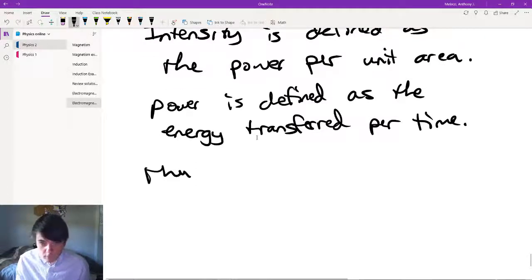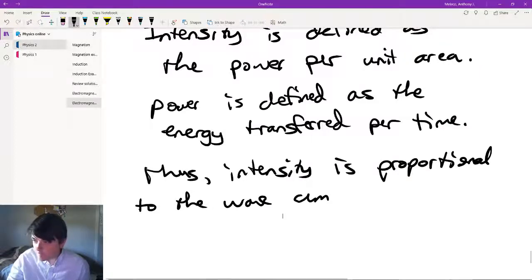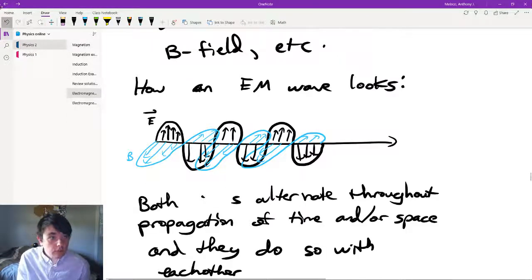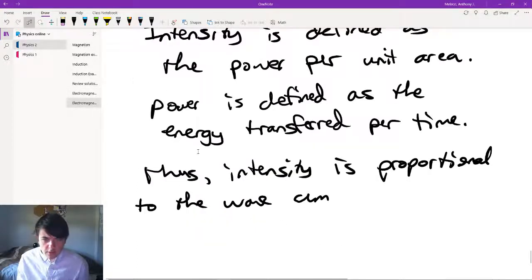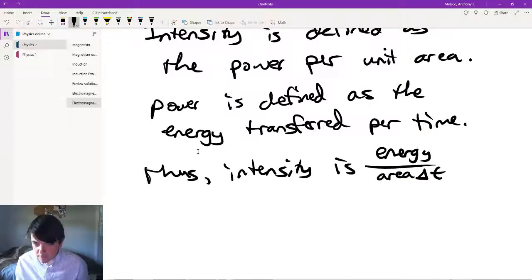Thus, intensity is energy per area over some time. Okay? So it's the amount of energy transfer per area per time.